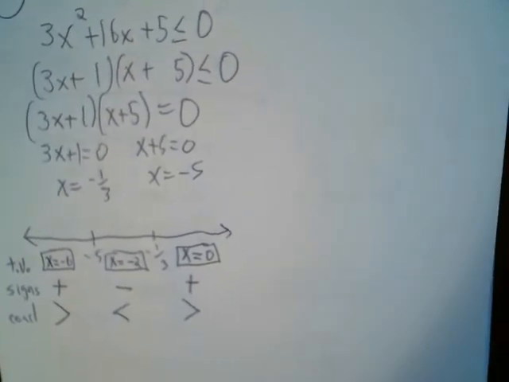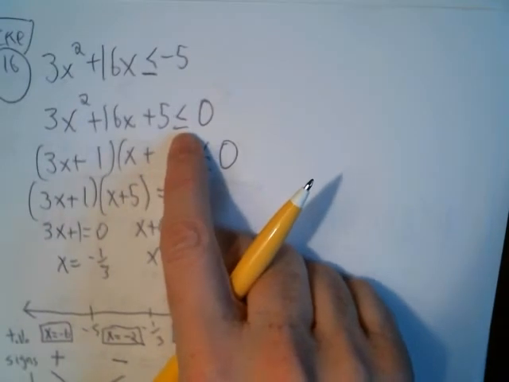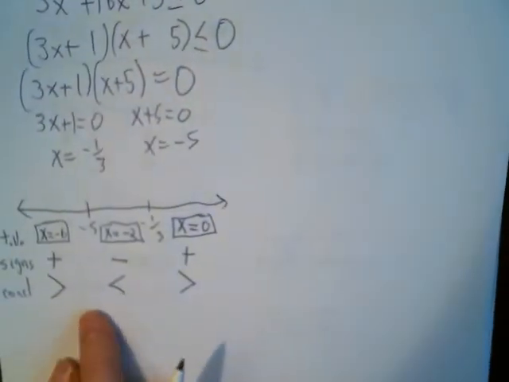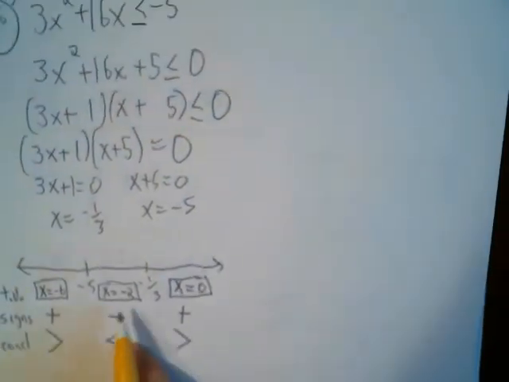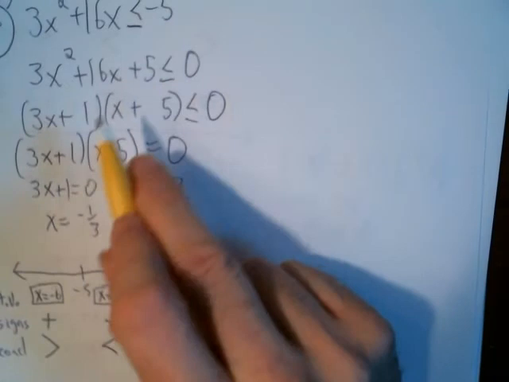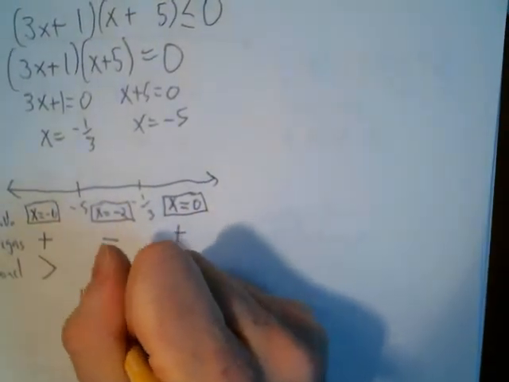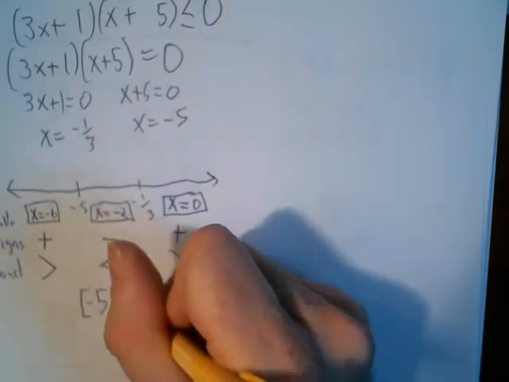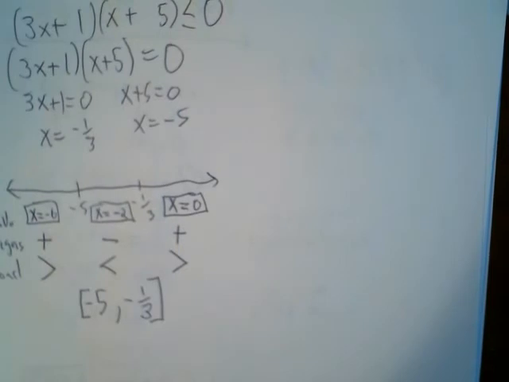So the ones we want are, the intervals we want are the type that are less than 0. So we want the middle interval this time. And in particular, because of the inequality type, we're going to use brackets. We include the endpoints because that's exactly where they are, 0. Okay? So it'll be -5 to -1/3 as our solution, including the endpoints.